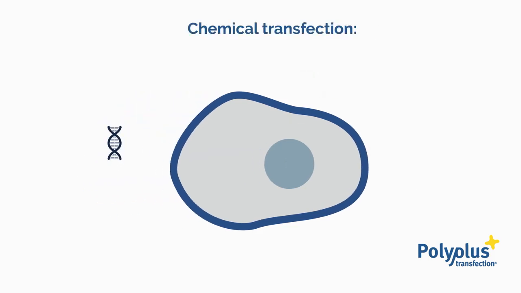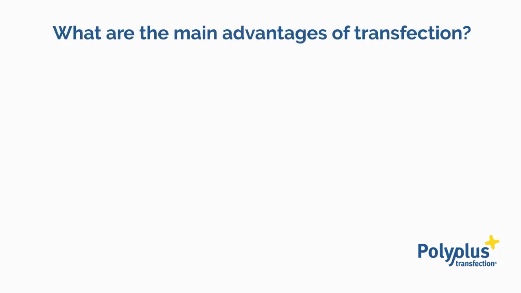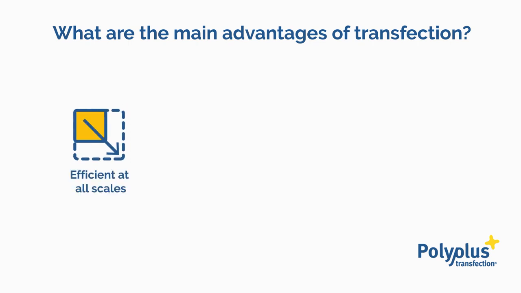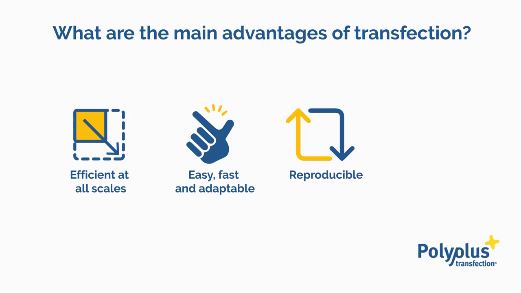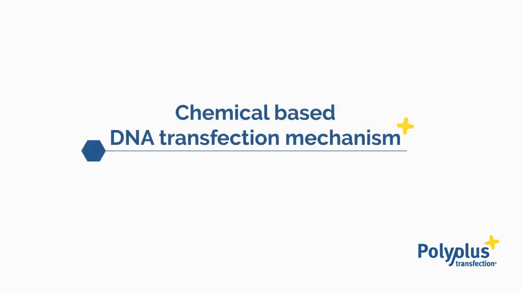Chemical-mediated transfection refers to engineered polymers that encapsulate genetic material that are internalized into cells via endocytosis. Chemical-mediated transfection is the easiest method to transfect cells. Efficiency, easiness of use, reproducibility, and cost-effectiveness are ensured. Let's focus on chemical-based transfection.